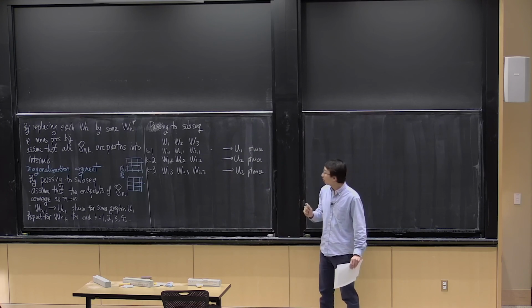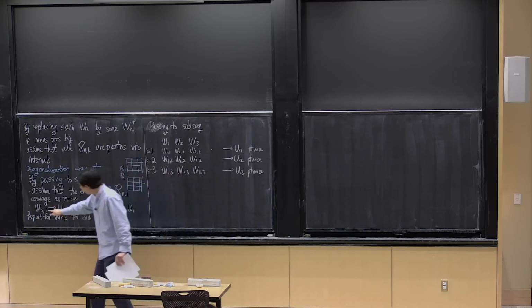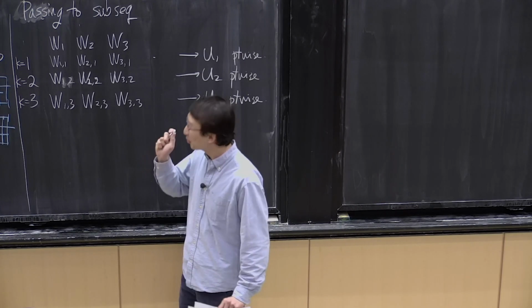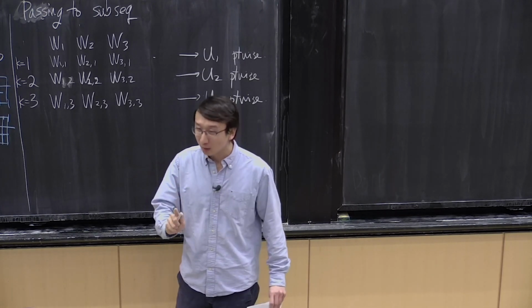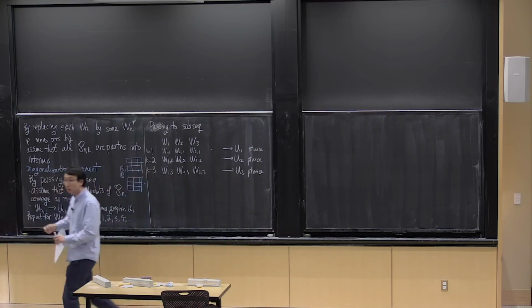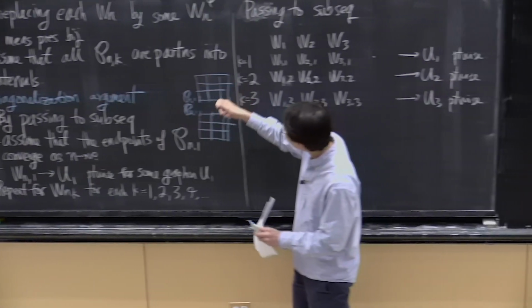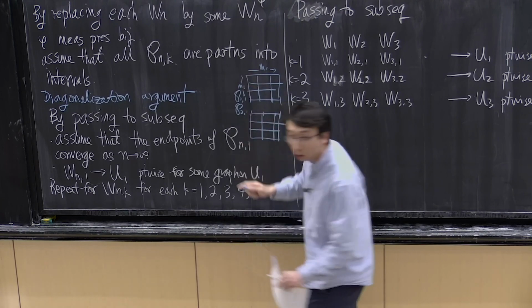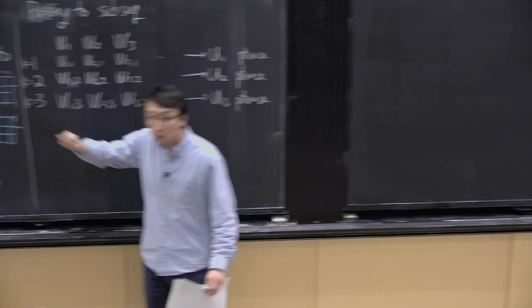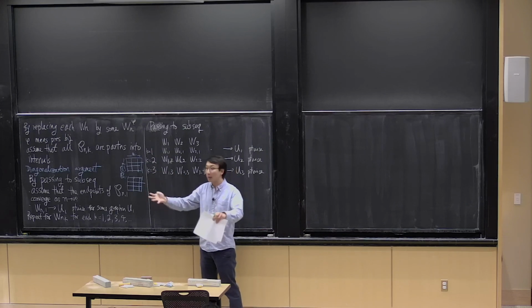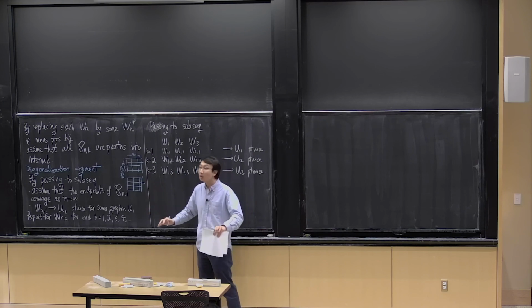Question: Sorry, earlier, why does W sub n comma 1 converge to U1 pointwise? Initially, it might not. But what I'm saying is you can pass to a subsequence, because there are only M1 parts. So it's an M1 by M1 matrix of real numbers, and you only have finitely many bounded values, so you can pick a subsequence so that they converge.